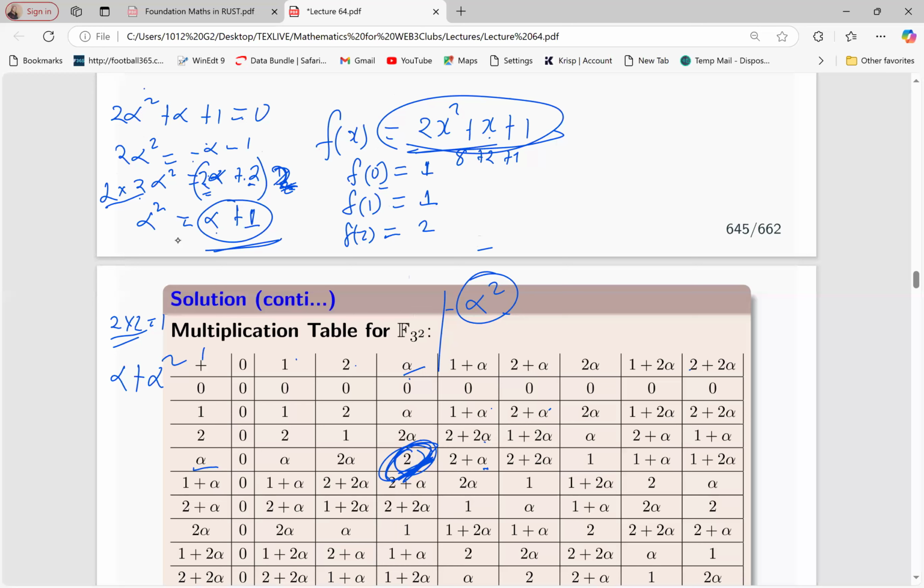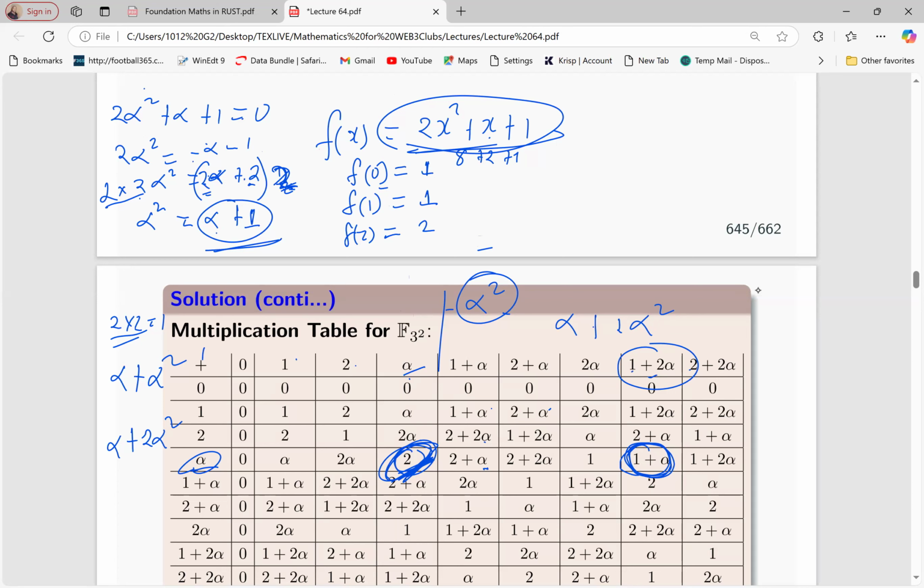Alpha plus 1. So it means this will be 2. This one will be 2. Let us see. So it will be alpha times this. So when you multiply, you get alpha plus 2 alpha square. What is that? I got alpha plus 2 alpha square when I multiply this one by alpha.